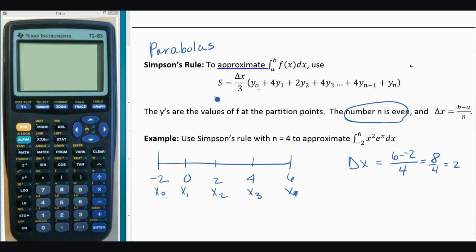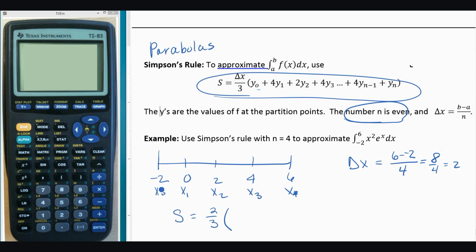So following this formula now, we're going to have delta x, which is 2 over 3, times plugging in our first value into our function, so -2, so we'd have -2 squared e to the -2, plus now we'd have 4. So I like writing this, so this is just going to be 1 times it, 4, 2, 4, and then 1 times it again.